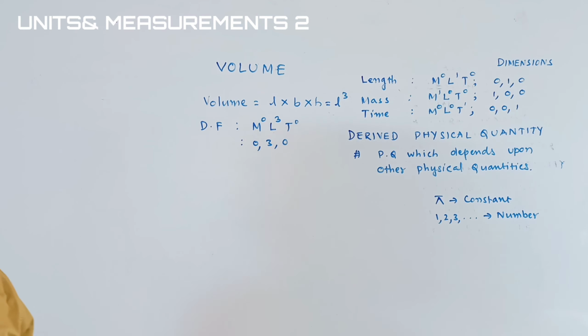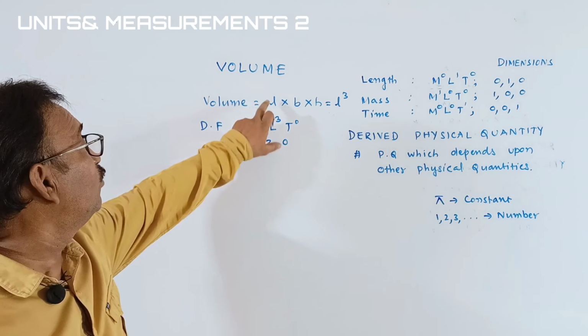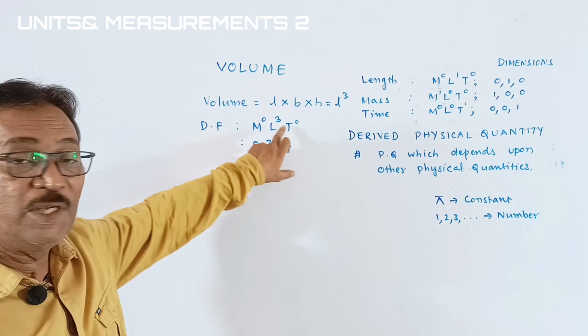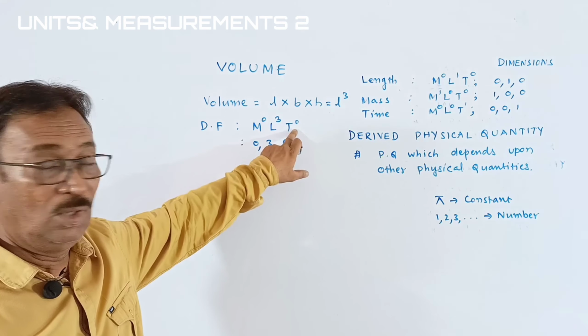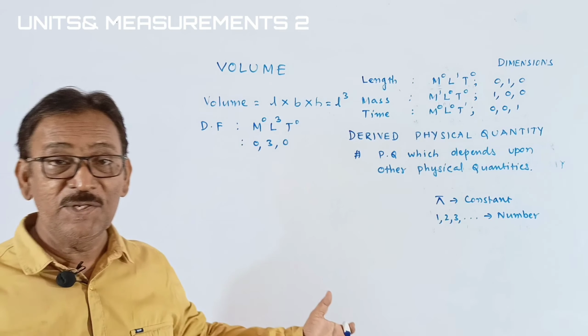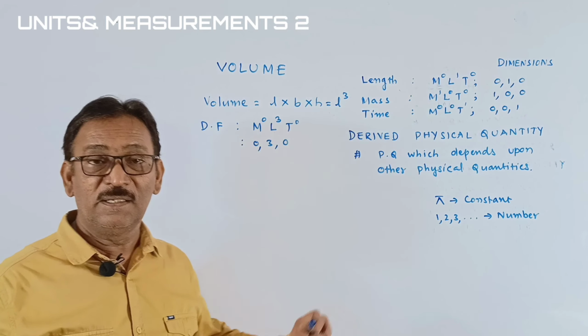Maybe the question will be asked like this. What are the dimensions of length in the dimensional formula of volume? What is the dimensional formula of volume? M0, L3, T0. What are the dimensions of length? Obviously it is 3. What is the dimension? The power to which the fundamental physical quantity is raised.